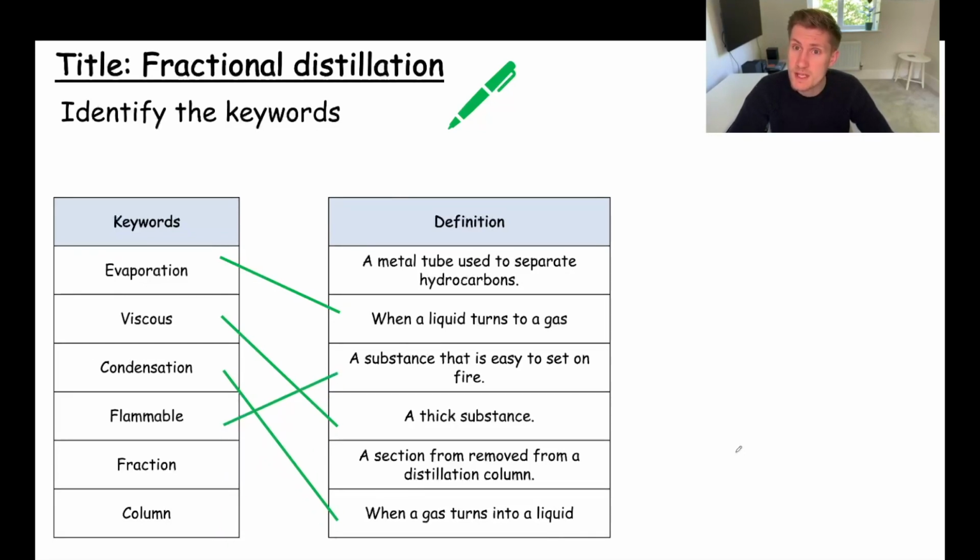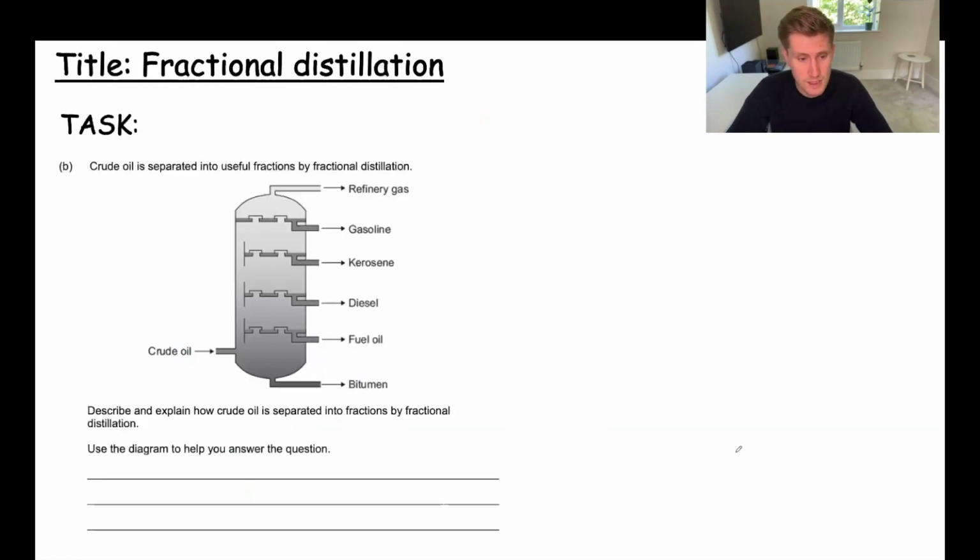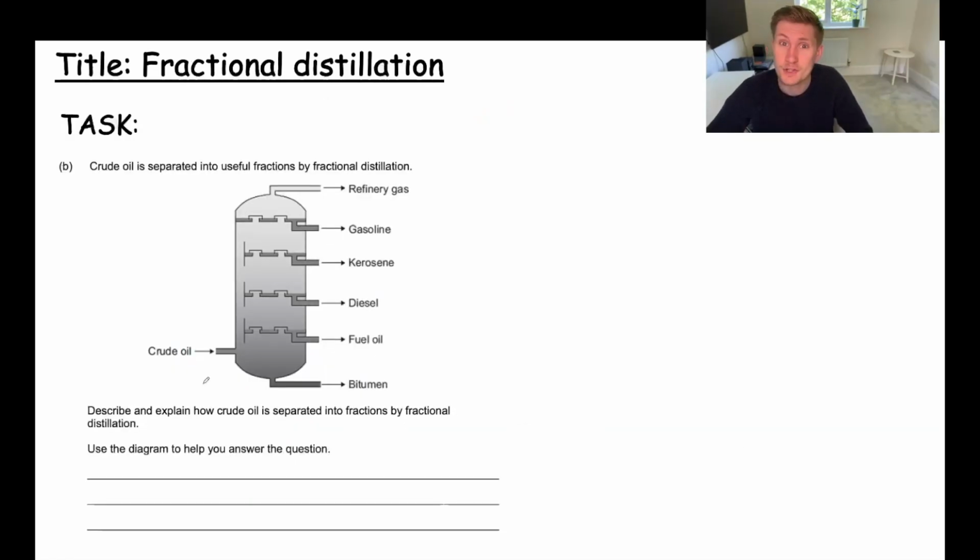Flammable, this is a substance that is easy to set on fire. Fraction, this is just a section of what is removed from crude oil, and you'll see a couple of those in a picture in a second. And a column, this is the tube or cylinder that we do fractional distillation in, and it looks like that, okay?